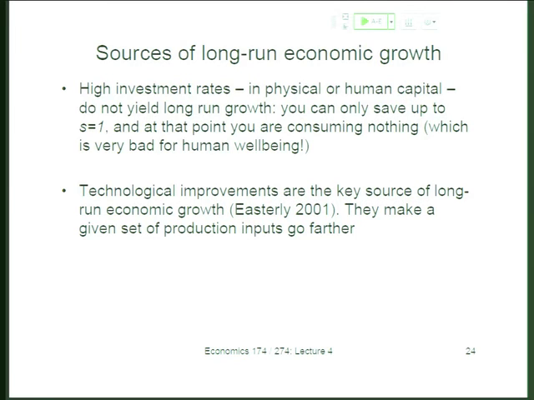Hey, saving matters. Saving matters. From year to year, if you do save a little bit more, you're going to have more investment and more growth. But it's only going to take you so far.